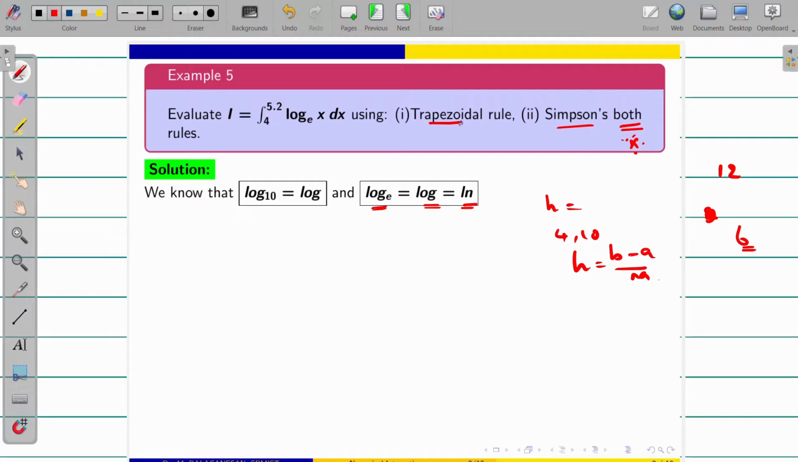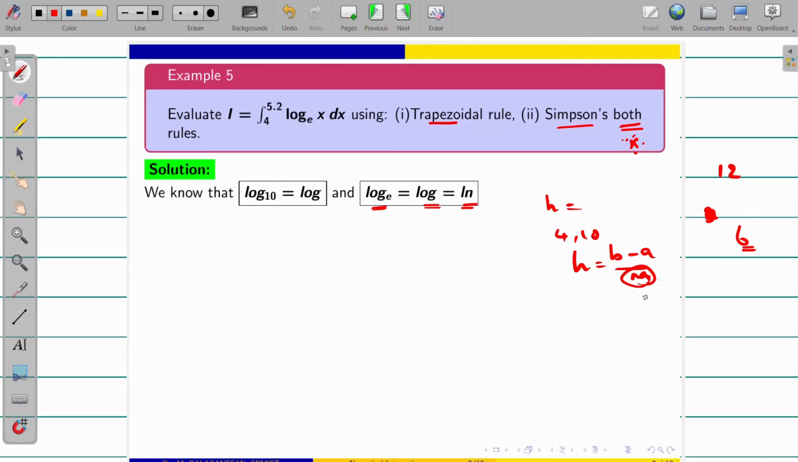So if they did not specify any h value, or did not specify any division into a number of subintervals, or splitting into a number of ordinates, that also they may ask. If they did not specify like that, what you have to do is take the least value that is a multiple of 2 and a multiple of 3, because we have to apply both Simpson rules, Simpson one-third and 3/8. Simpson one-third is applicable if n is even or a multiple of 2. When Simpson 3/8 is applicable, it should be a multiple of 3.